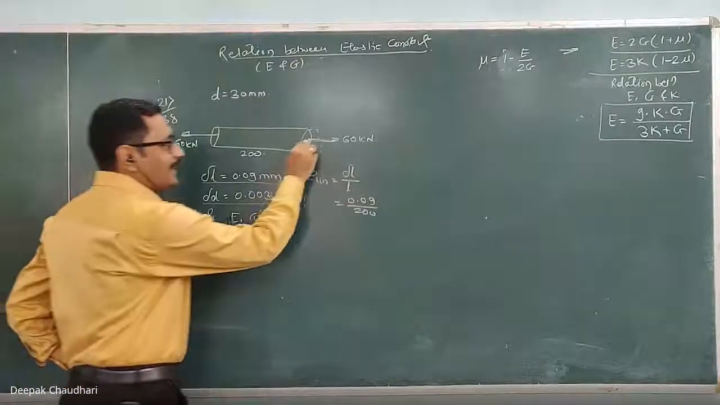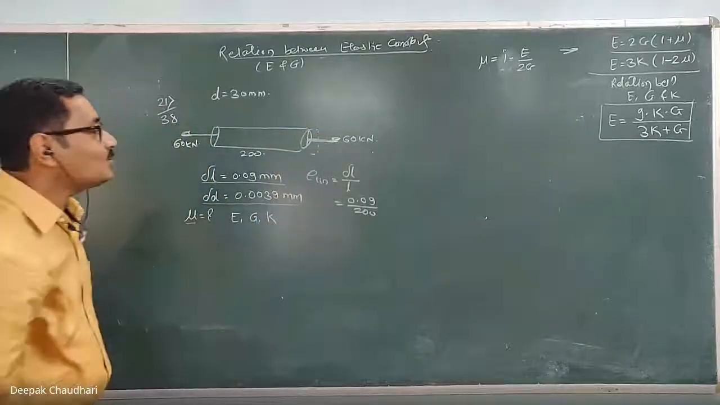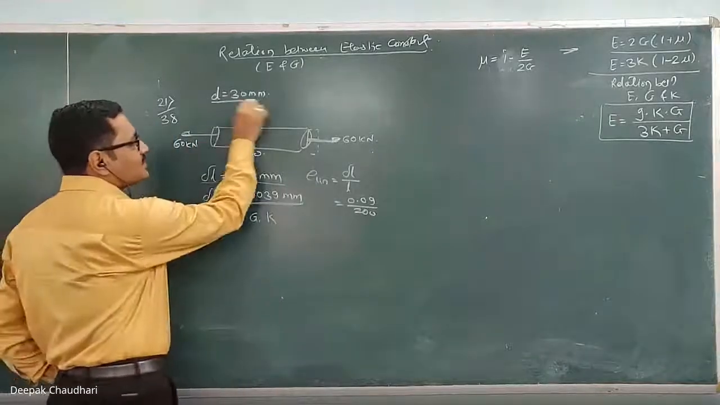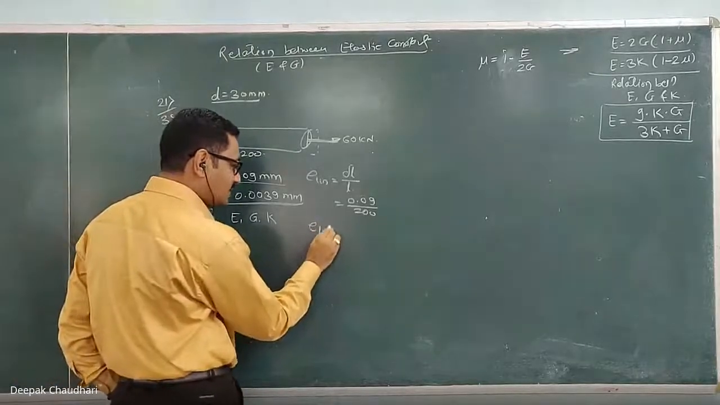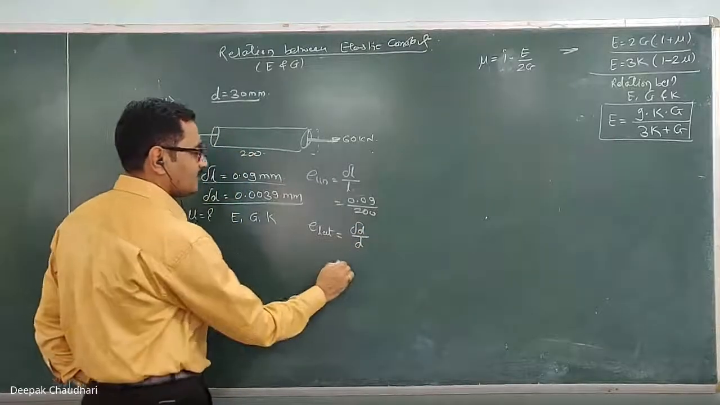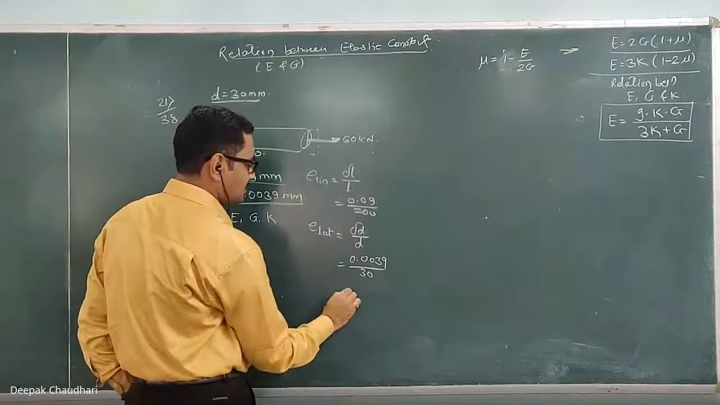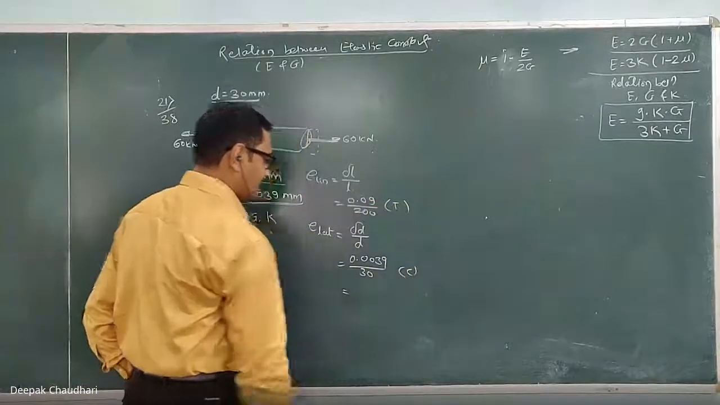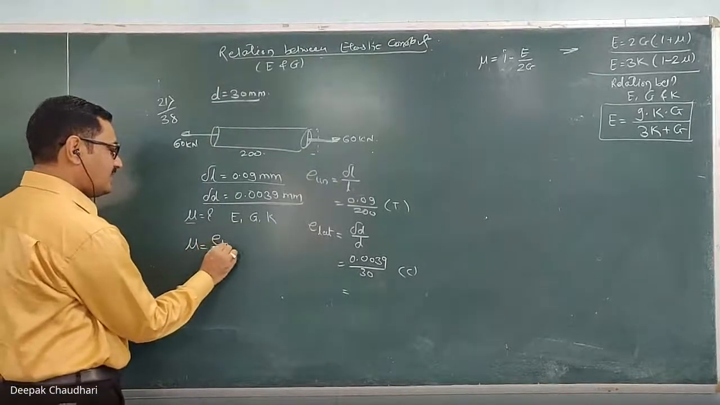With respect to this force, the dimensions perpendicular to it are known as the lateral dimensions. We know the change in lateral dimension and the original lateral dimension. So from this we can calculate the lateral strain. Lateral strain equals the change in lateral dimension upon original lateral dimension, which is 0.0039 upon the original lateral dimension, 30 millimeter. You will get the lateral strain. Actually, the linear strain is tensile in nature and the lateral strain is compressive in nature. Then we know that mu equals lateral strain upon linear strain.